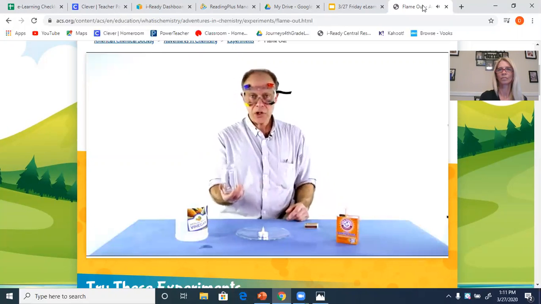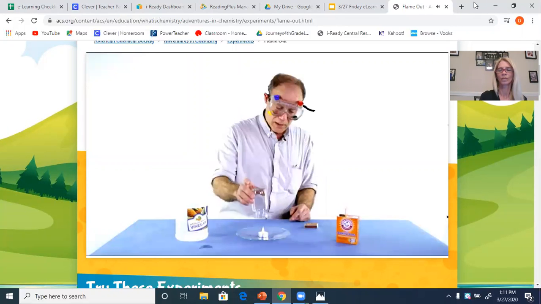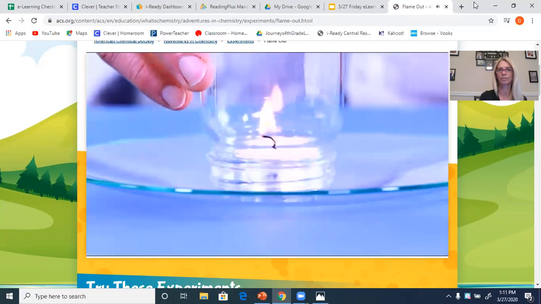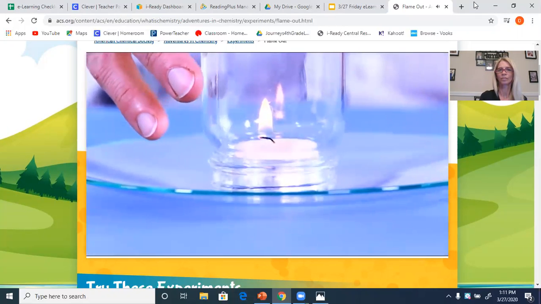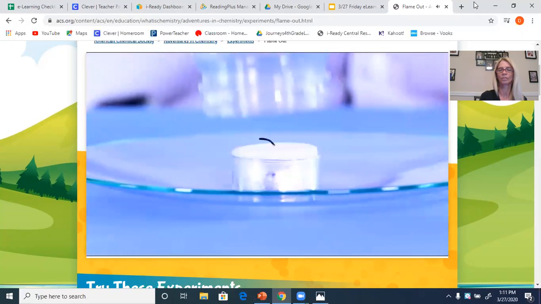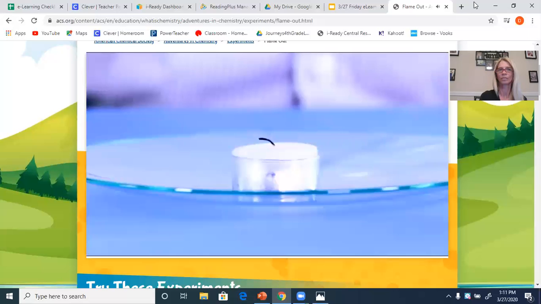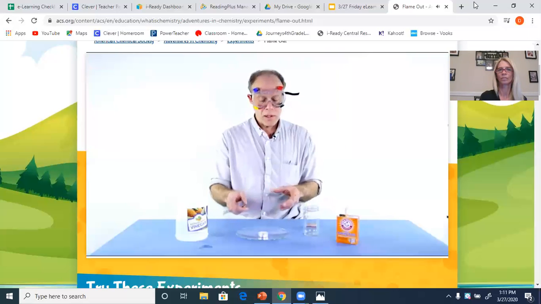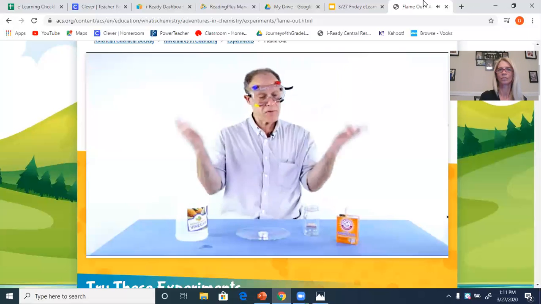So here we have a glass jar. I'm just going to put it over the candle, and we're going to watch and see what happens. So the flame goes out. But why does that happen? Well, it's because there's more going on here than just the wax or the wick burning. It needs something else. It actually needs something from the air.